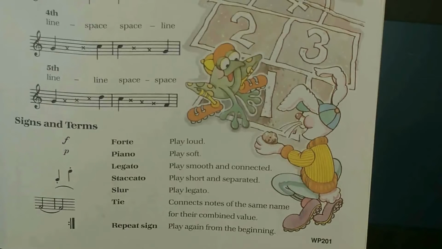A tied note means to connect the time value of the notes that are connected with the tie. Those notes will have the same letter name. So those 2 half notes that are on the first space would be held for 4 counts. The repeat sign means to go back to the beginning or back to an important division of the piece of music.